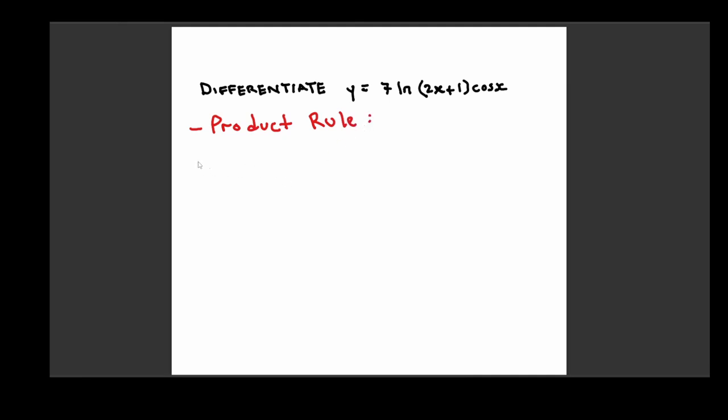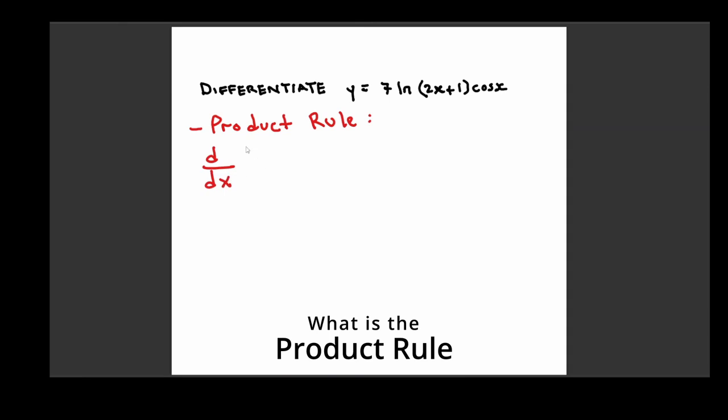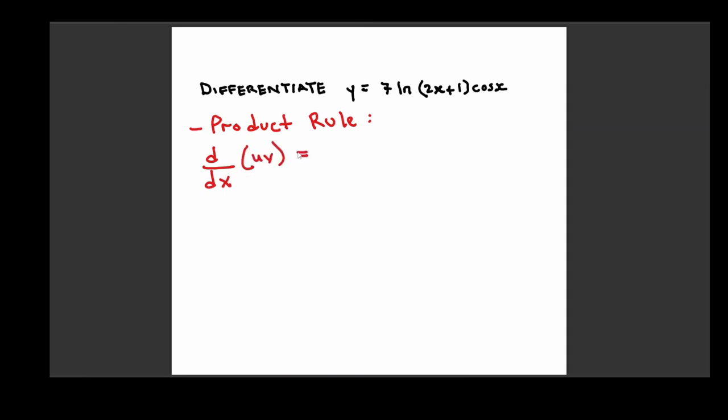And the product rule states that the derivative of uv is equal to v du/dx plus u dv/dx.